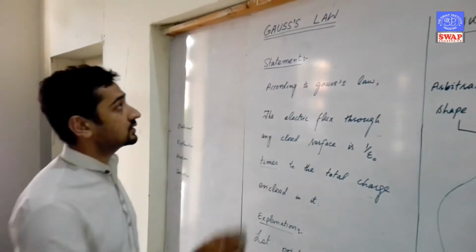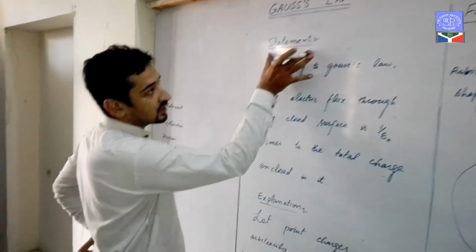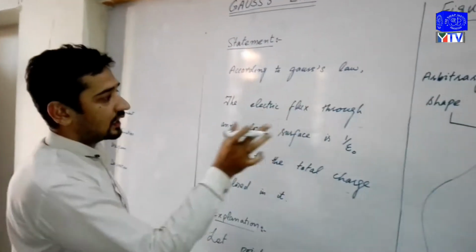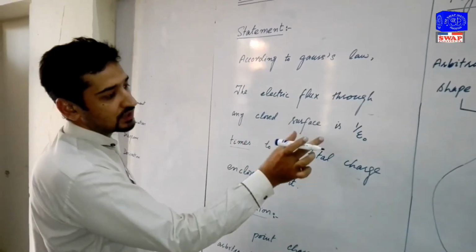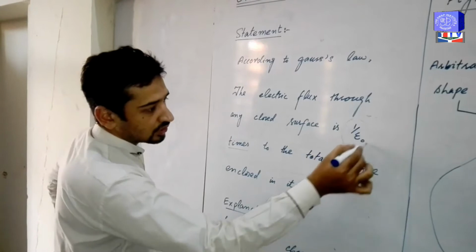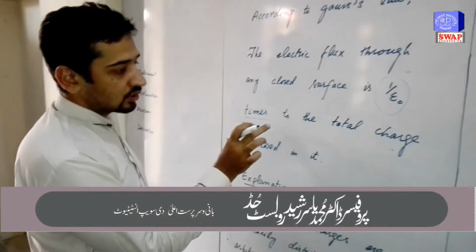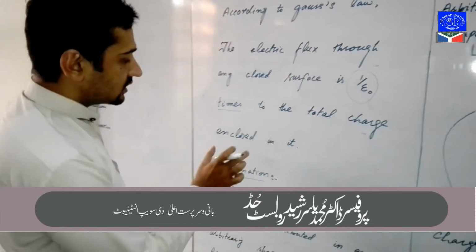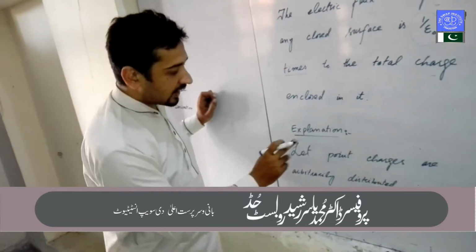Bismillahirrahmanirrahim. Today our topic is Gauss's law. The statement of Gauss's law, first heading: Statement. According to Gauss's law, the electric flux through any closed surface is 1 over epsilon naught times the total charge enclosed in it. The second heading is Explanation.